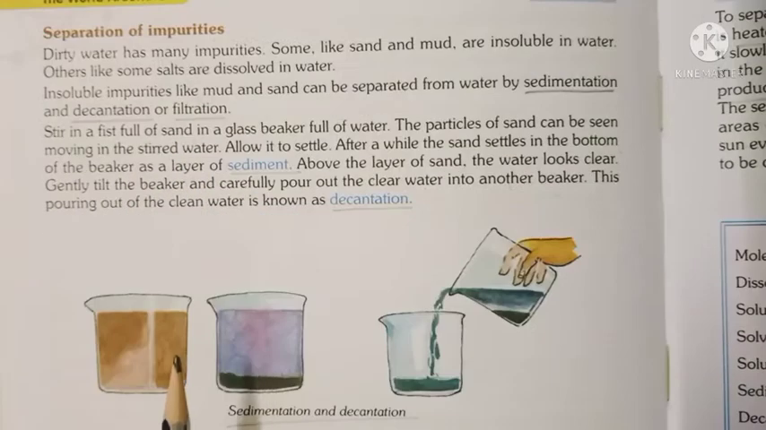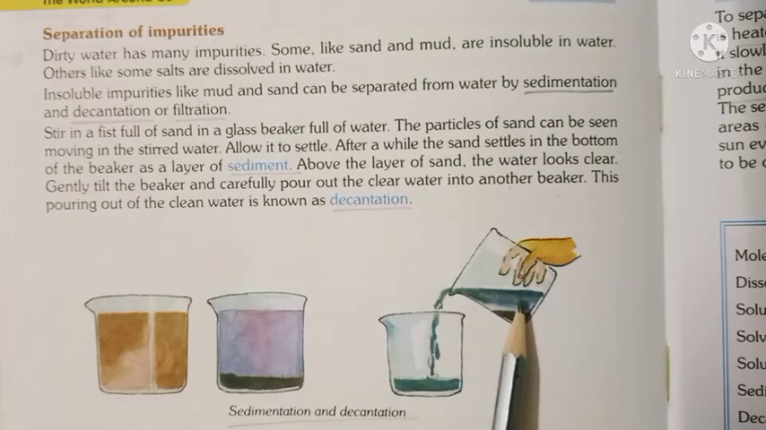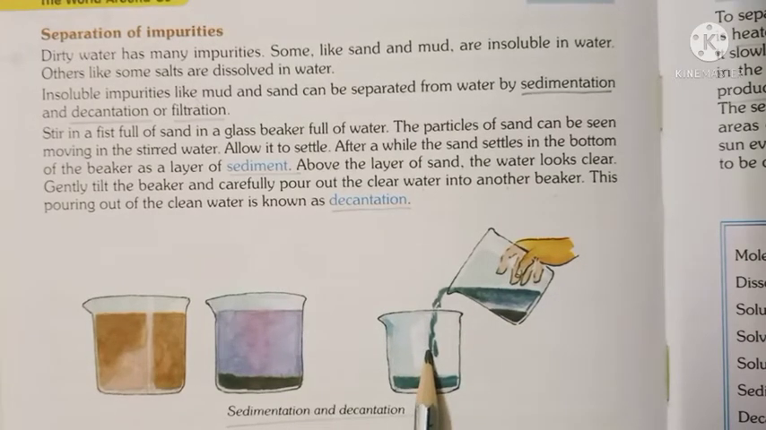So, you can do this experiment at your home. First take a glass of water, then take some sand and stir it well. Keep this water for some time. You can see a layer has settled at the bottom of the glass. This is sediment and the water above the sediment is clear. So pour out the clear water into another glass. So you can purify impure water by this process.